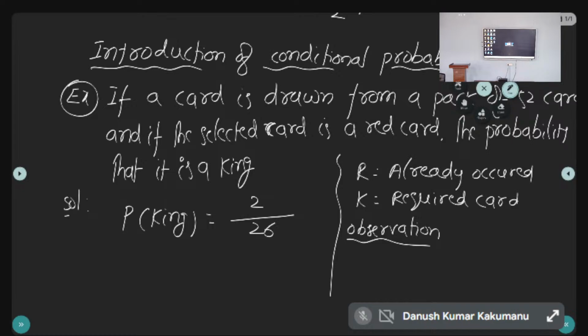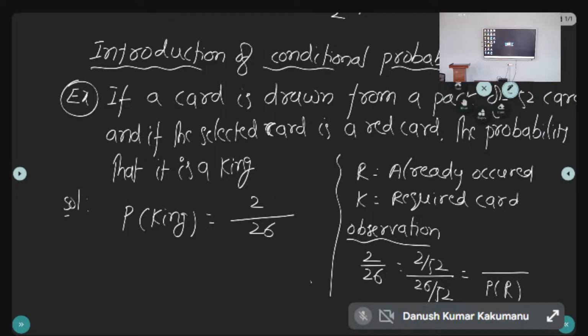What is that observation? 2 by 26. I will write it as (2 by 52) divided by (26 by 52). Any mistake in this? What is 26 by 52? That is one fraction, the probability of 26 cards out of 52 cards. There are 26 red cards out of 52 cards, or not? That is the probability of a red card.